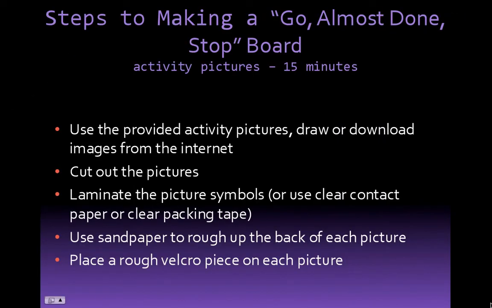Now we're ready for the final step in making our board, and for this we're going to need the templates of the activity pictures. So feel free to use those, or you can draw your own or download your own images from the internet. We're going to cut out the pictures. We're going to laminate these picture symbols, and then we're going to rough up the back of the pictures and get them ready to use on the board. So we're going to take about 15 or 20 minutes to complete this step, and while you're working, here's another video clip that illustrates what we're doing.